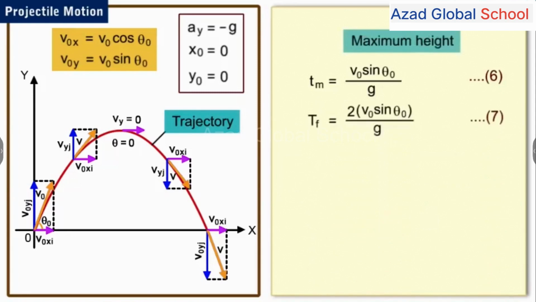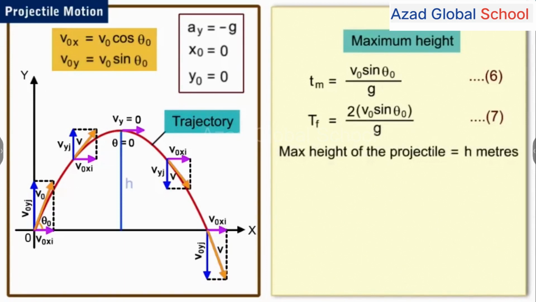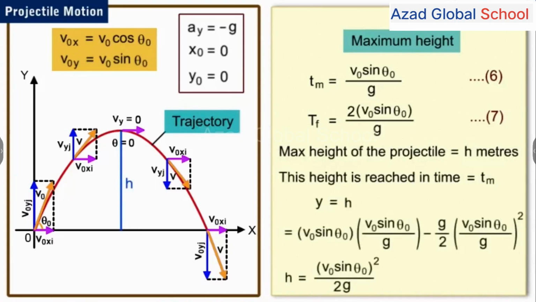Next, we will find the maximum height attained by the projectile. Consider the maximum height of the projectile as h meters. This height is reached in time tm. Substituting in equation 2 and simplifying, we get h is equal to (v0 sin θ0) square divided by 2g. Let this be equation 8.